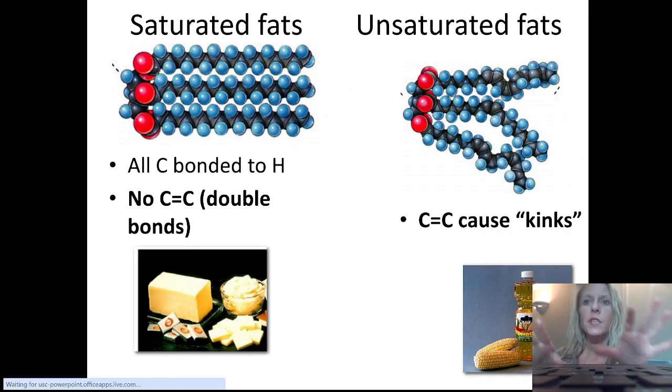Now, saturated fats and unsaturated fats. Saturated fats are solid at room temperature and have a single bond. So if they don't have a double bond, they have a single bond. Saturated fats are solid at room temperature, like butter or lard, and have a single bond. Unsaturated fats are liquid at room temperature and have a double bond, which causes kinks. Again, saturated fats, solid at room temperature, single bond. Unsaturated fats, liquid at room temperature, double bond that causes kinks.